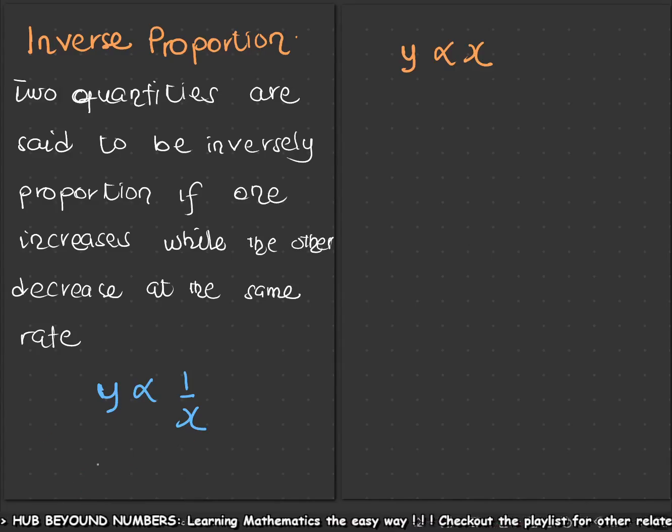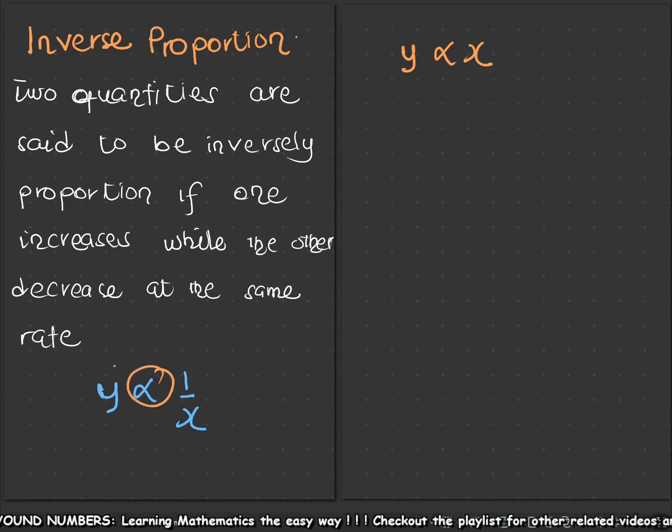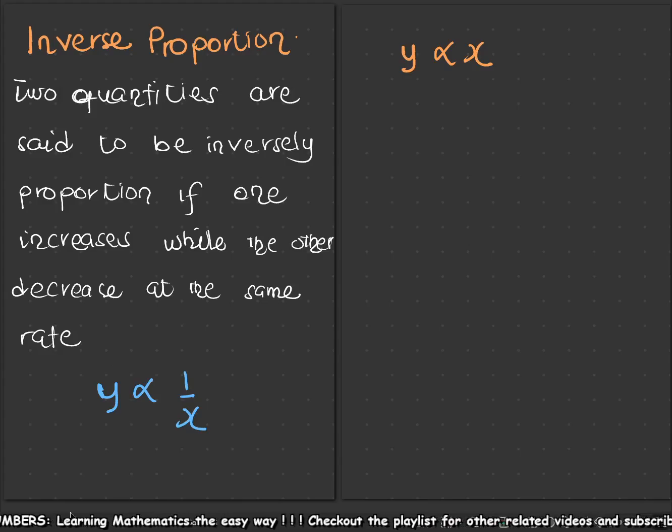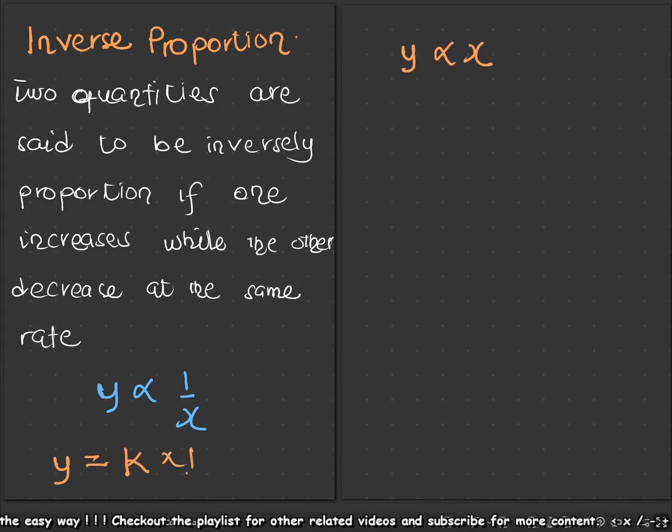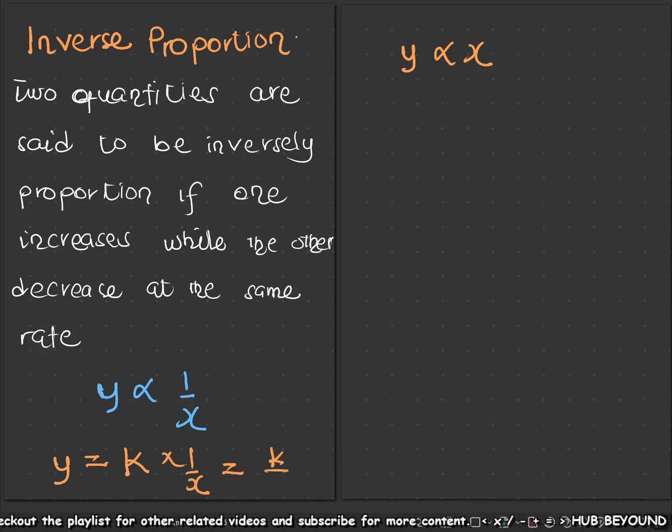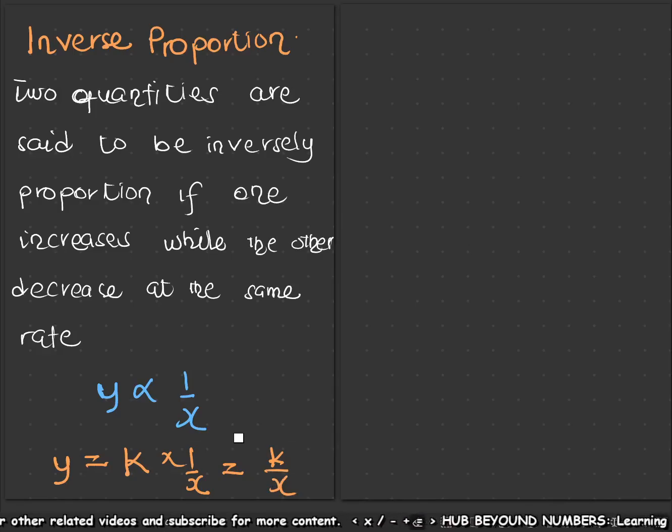Then as we said earlier, after bringing your proportional symbol, if you want to change it into an equal to sign, that is going to be y is equal to k times 1 over x. If you simplify that, it is just k over x. So this is how we write our inverse proportionality. With that understood, let's see how we apply this formula.